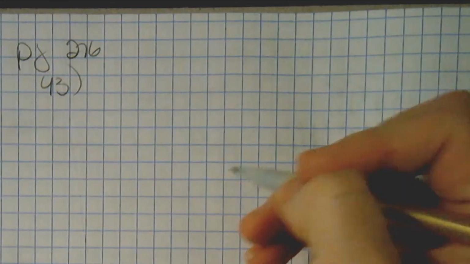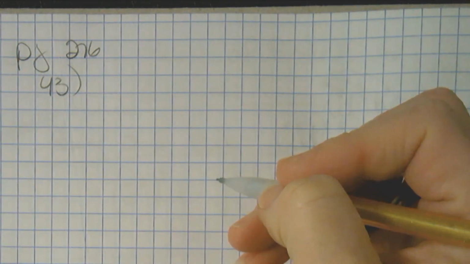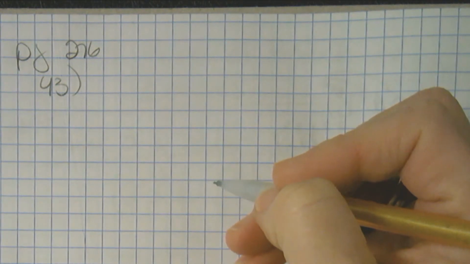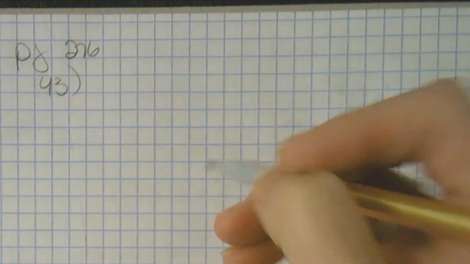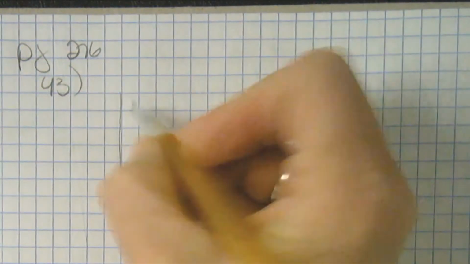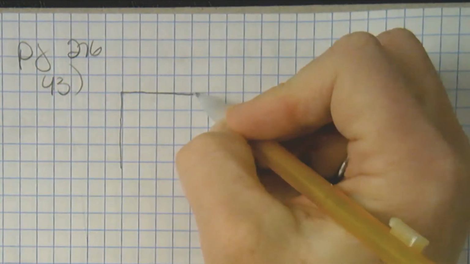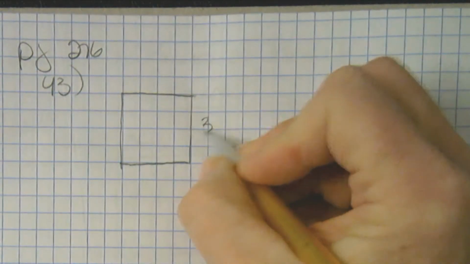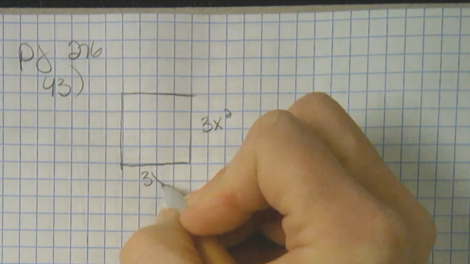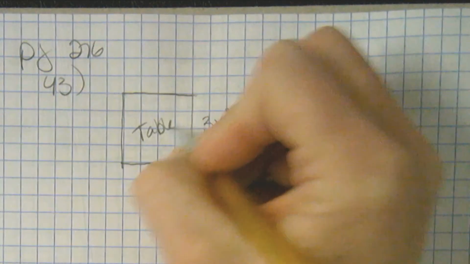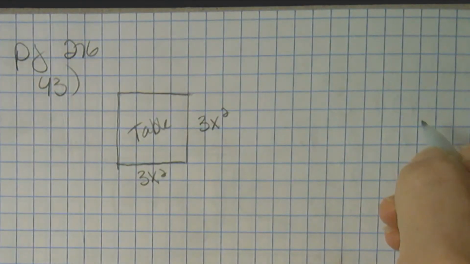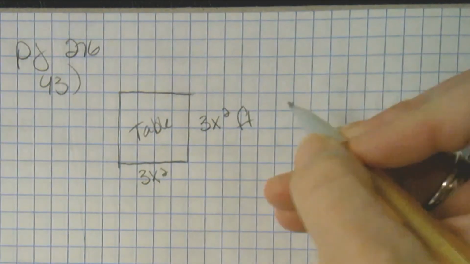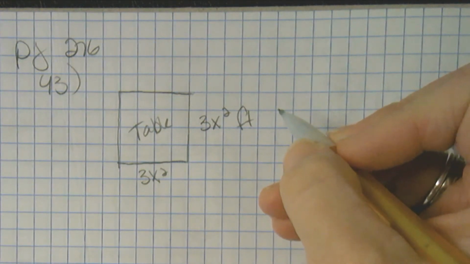So 43 said, a table has the side measurements, sides that measure 3x squared. So anytime you have something that is a picture that it would be good to see, you're going to draw it. Since it says the side measures are 3x squared, that tells me I have a square. So here is my table. The sides are 3x squared feet. Write an expression for the area of the tabletop.